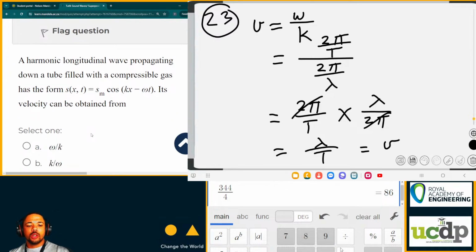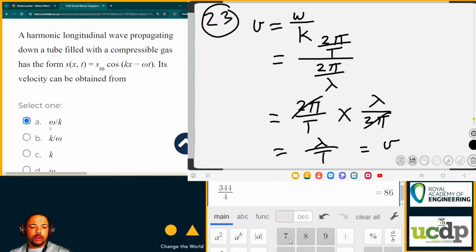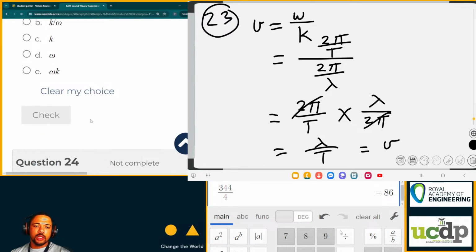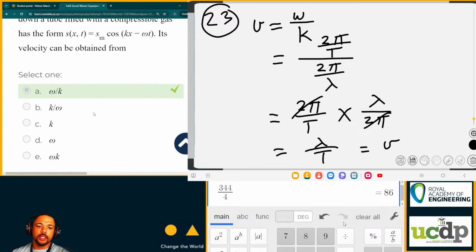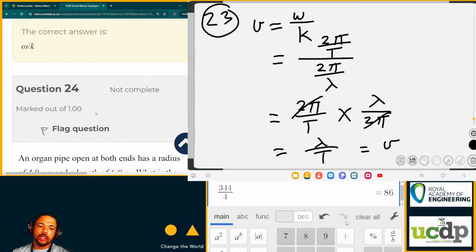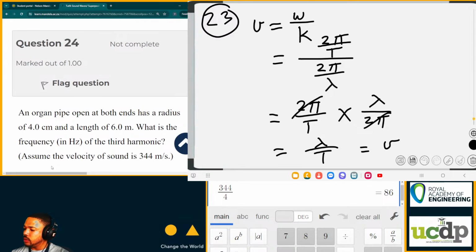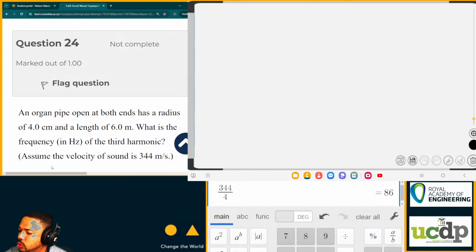Okay, so omega over k is speed. And we've shown that it is so. Omega over k is speed. Let's move on to question number 24. Let's look at it.